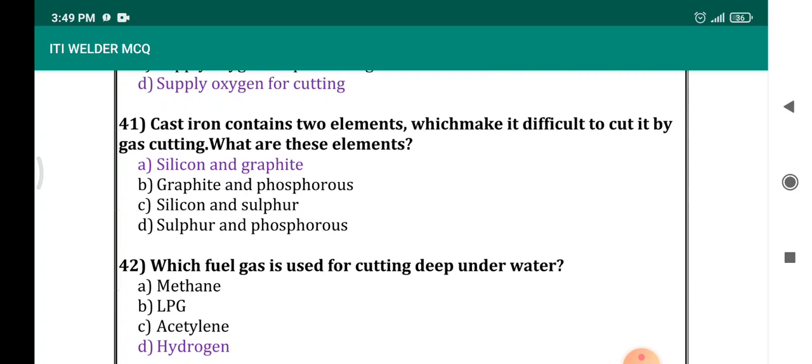Cast iron contains two elements which make it difficult to cut by gas cutting. Which are these elements? Cast iron blocks or cast iron sheets cannot be cut using a gas cutting operation. The elements which prevent gas cutting are silicon and graphite.